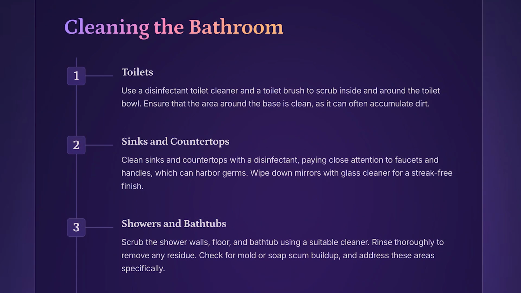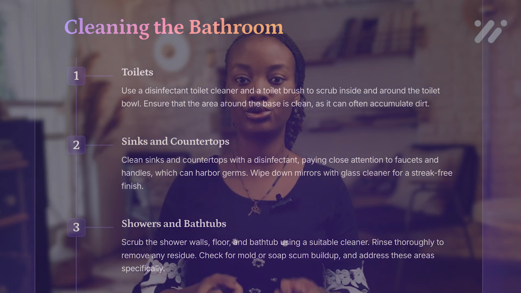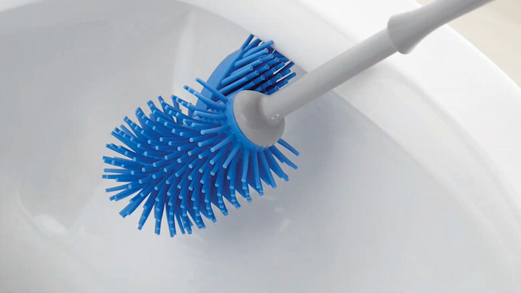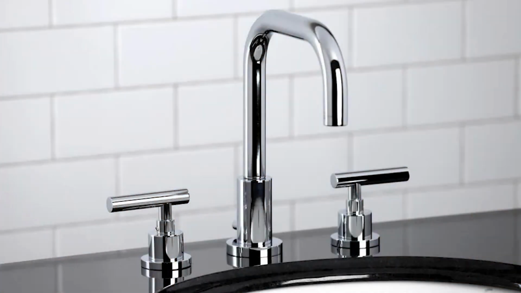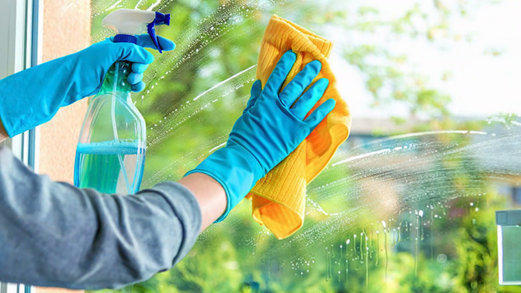Now, for cleaning the bathroom, the toilet, for example, you need to use a disinfectant toilet cleaner and a toilet brush to scrub inside and around the toilet bowl. Ensure that the area around the base is clean, as it can often accumulate dirt. For the sinks and the countertops, you need to clean the countertops with a disinfectant, paying close attention to the faucets and handles, which can harbor germs. Wipe down mirrors with glass cleaner for a streak-free finish.